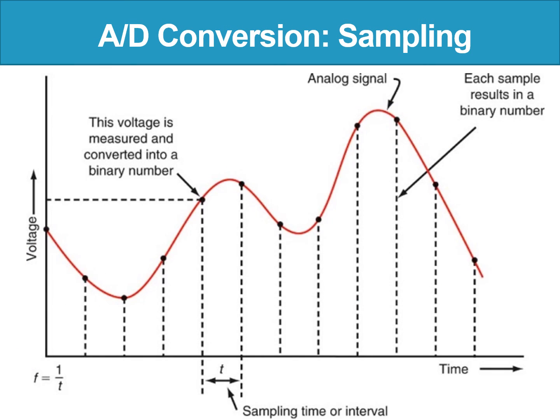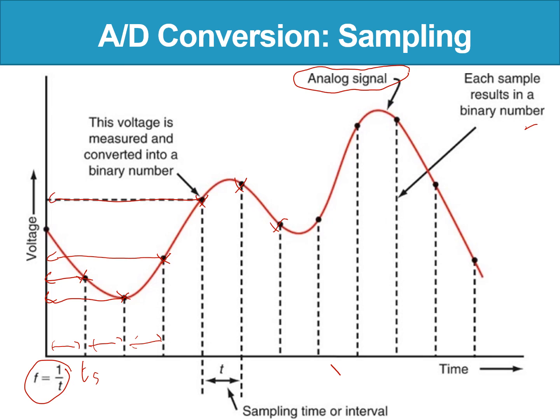So for the sampling, here is the analog signal, which is the input signal, and here is the time sample. So this is the time interval for the sampling time. It will get uniform values, the value of Ts. Each sample results in a binary number. So here is the quantized value, the quantized level, and each of the samples quantized will belong to this level.